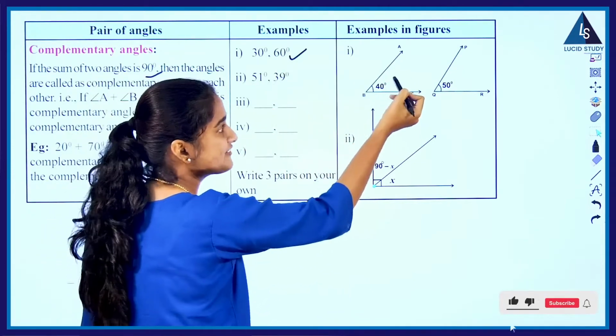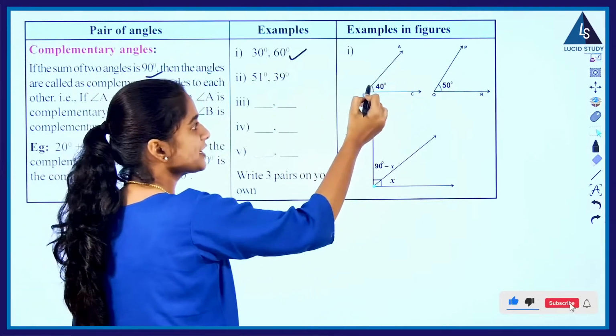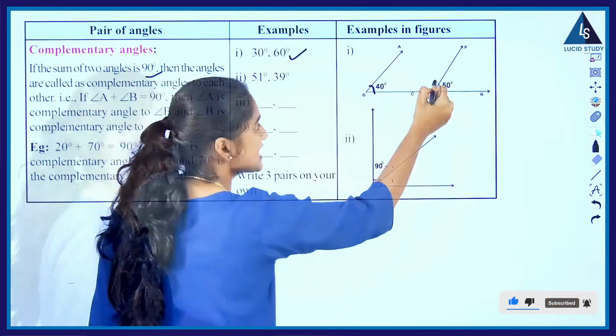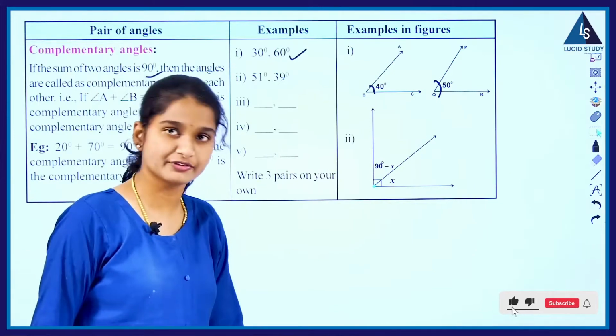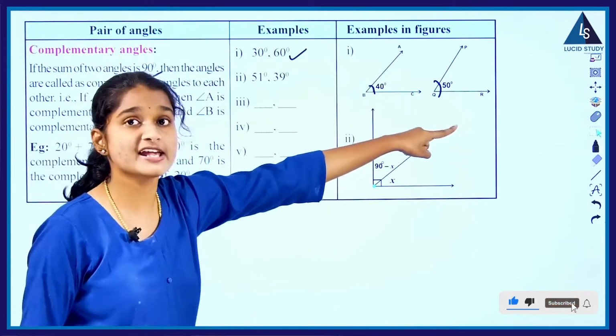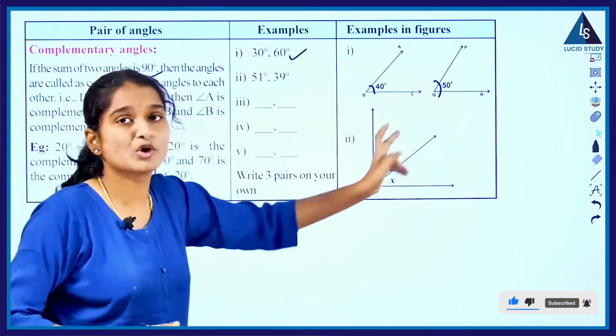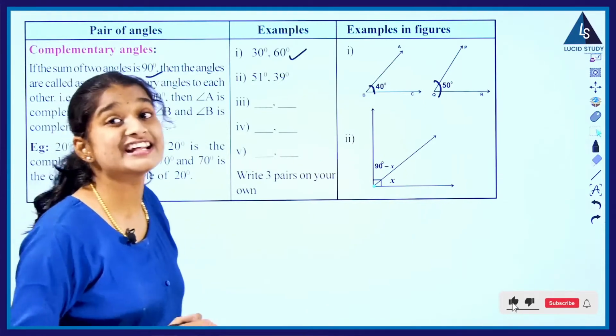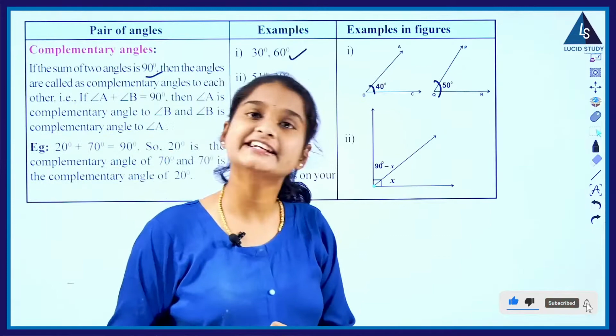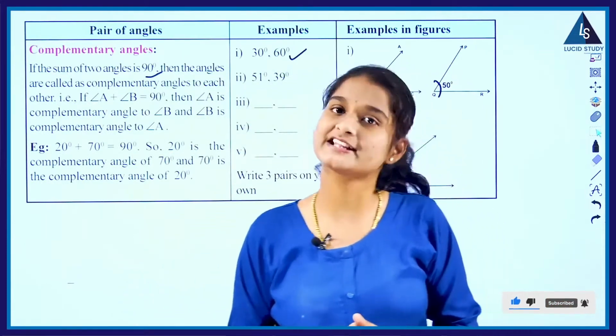So here we have some examples in figures. Here the angle formed is 50 degrees. Here the angle formed is 40 degrees. Here the angle formed is 50 degrees. 40 plus 50 gives us 90. Hence, both these angles are called complementary angles. So any two angles whose sum is 90 degrees are called complementary angles.